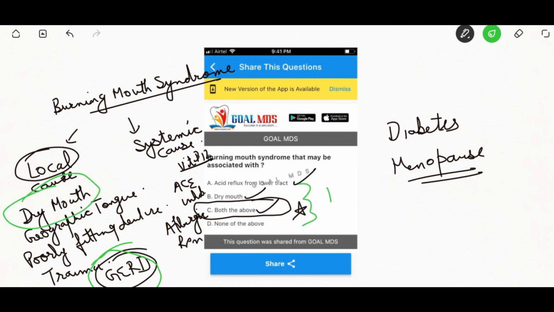So the answer here will be both of the above. Burning mouth syndrome could be associated with either acid reflux from the lower tract, that is due to GERD, or due to dry mouth.